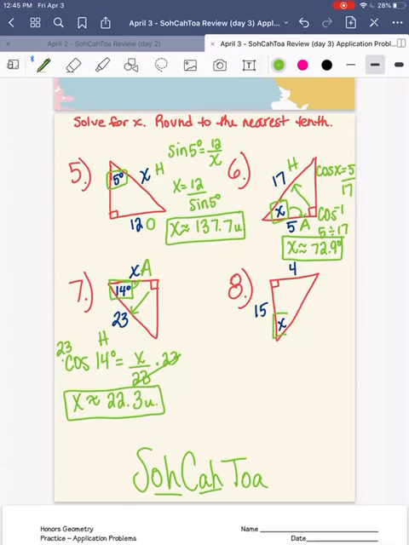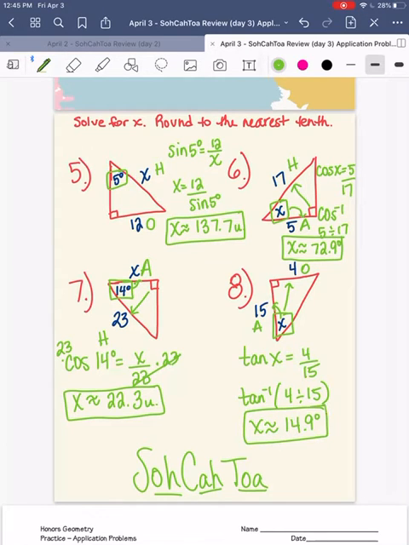And then the last one is we are finding an angle. This is the opposite side and this is the adjacent side. So that's tangent. So we're going to go tangent of X equals O over A. And we're going to type in inverse tan 4 divided by 15. So we're going to do second tan 4 divided by 15. And you should get 14.9 degrees. Okay, so those are the answers for yesterday's homework.